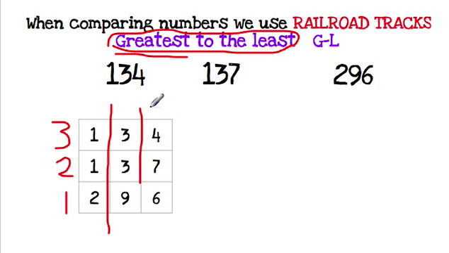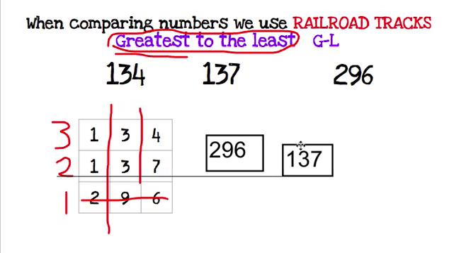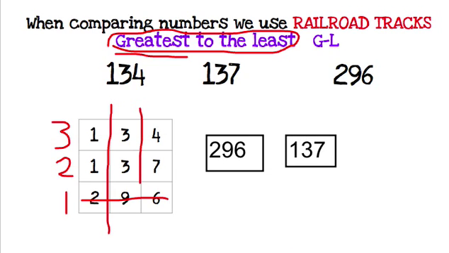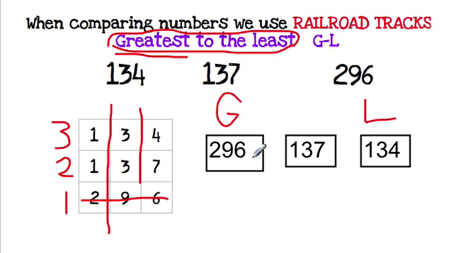Looking at my last number, it's very important you remember that you are not comparing the 6 anymore. We have already used this number, so I would just be looking at the 4 and the 7. Now I take my number 1, which is 296, and I write that first. Then I find my number 2, which is 137. And then my 3 is 134. So now my numbers are in order from greatest to least. And 296 is greater than 137, and 137 is greater than 134.